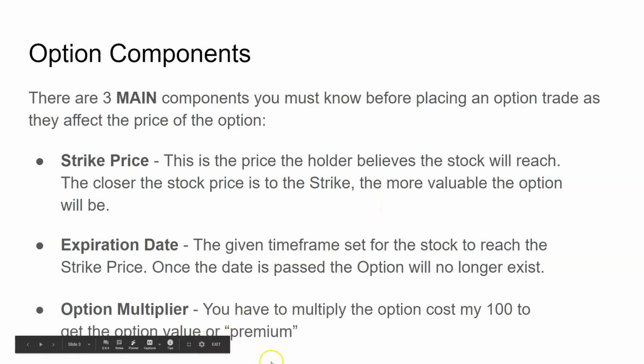Next is the options multiplier. This is really important because this tells you how much you actually have to pay for the option. So for the options multiplier, you multiply the option's cost by 100 to get the option value and/or premium. And sorry for that little typo there. So essentially, if you have an option that's 50 cents per option share, then you have to multiply that by 100 to get that contract value. So that 50 cent option price times 100 is a 50 dollar option value per option contract.